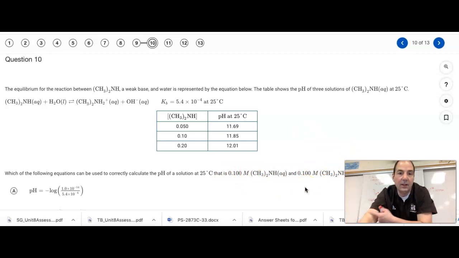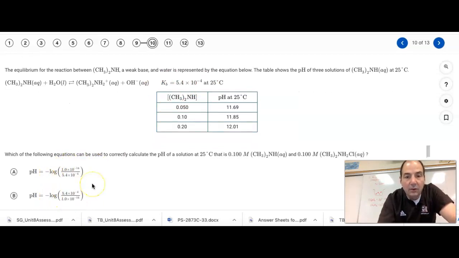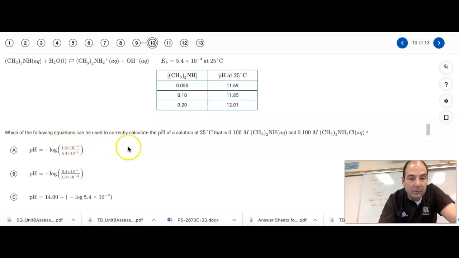That puts us right at the half equivalence point, which means the pH equals pKa. So since we have Kb, to find Ka, we would take 1 times 10 to the -14th, divided by this. So I see that going on right here. And obviously to get it as pKa, I have to do negative log of Ka. So A is the correct answer.